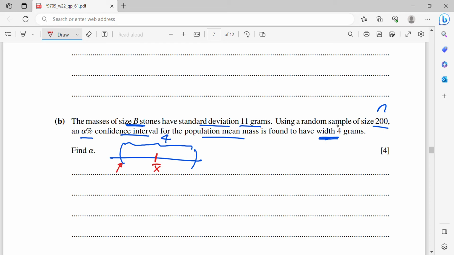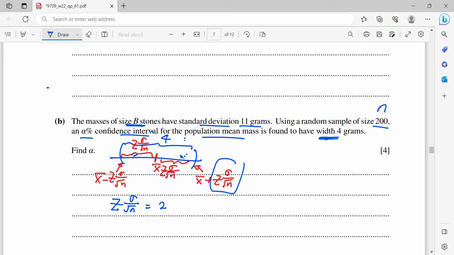This is the lower limit, x bar minus z sigma over square root n. This is the upper limit, x bar plus z sigma over square root n, which means this part is z sigma over square root n. Same for this part. Each part is going to be 2 because your total width is the sum of these two. Therefore, I will say z sigma over square root n is 2.